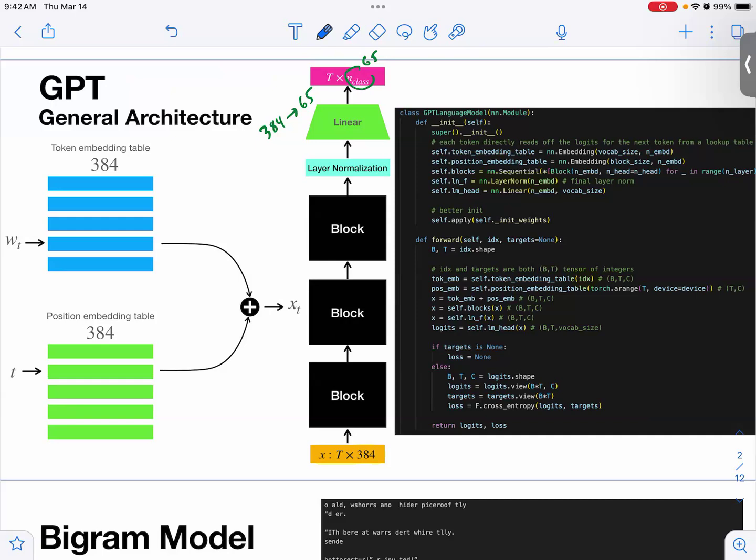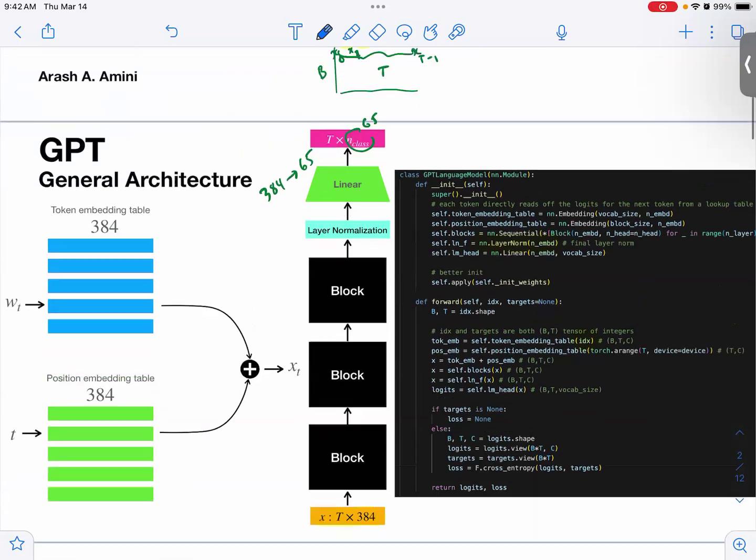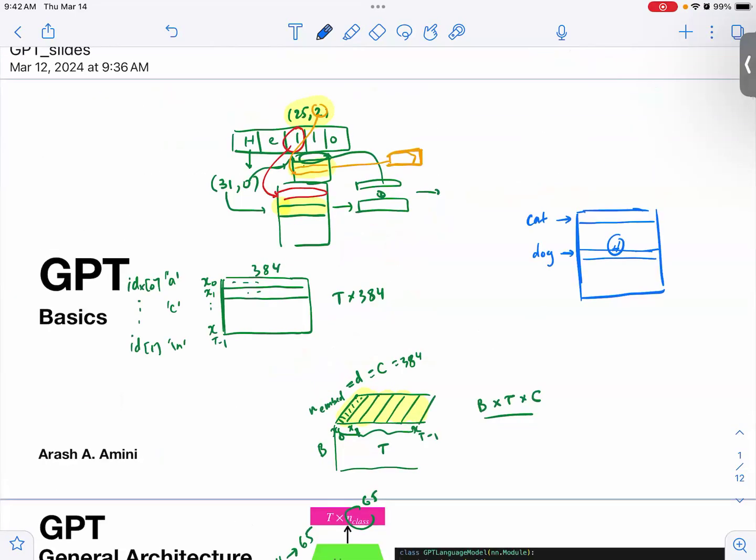Okay, so I can also encode the position as a vector. As I mentioned, for example, you have "hello" here. In this case, tokens are words. Maybe this can be encoded as 31 and 0. 31 is the location of it in the dictionary, and 0 is the position.